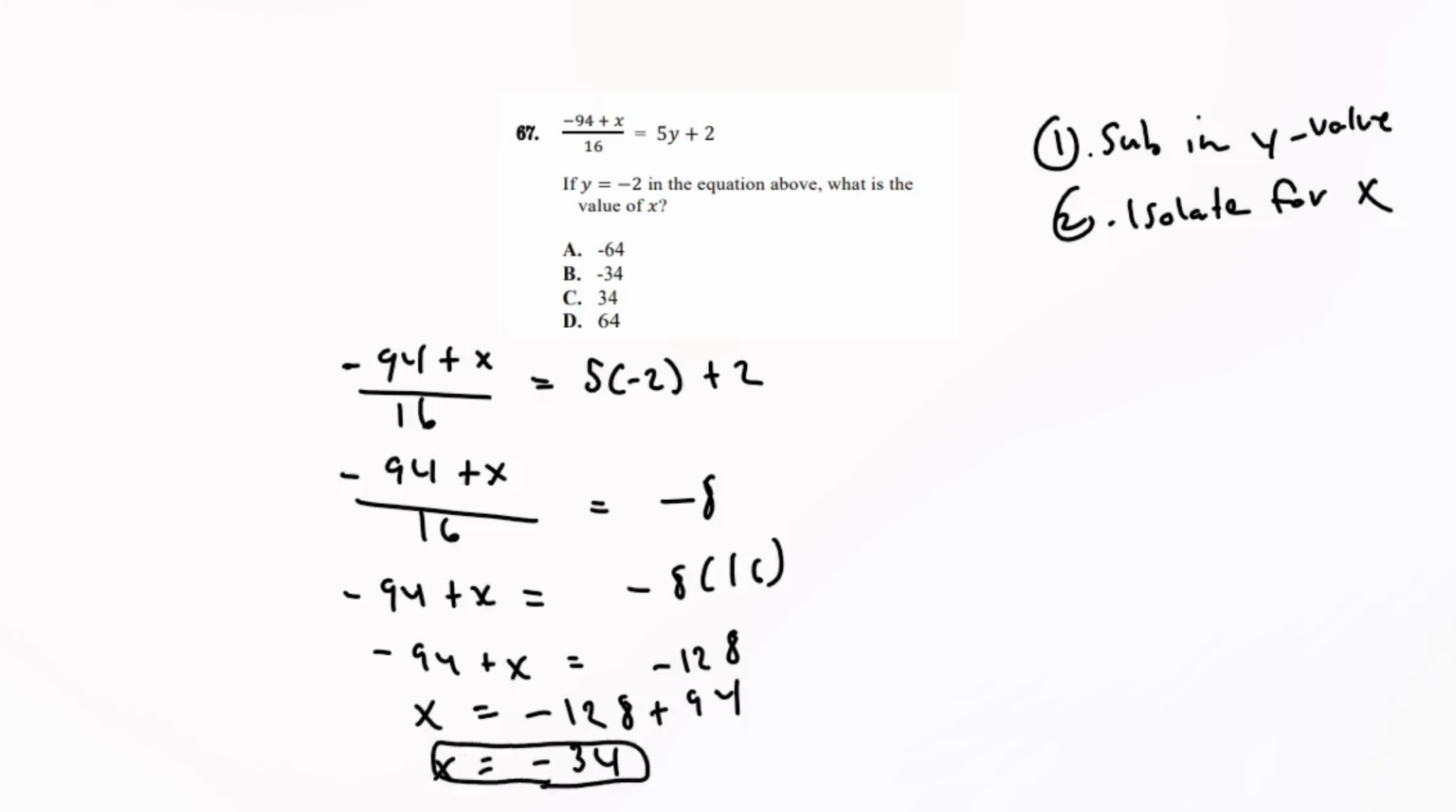And you can circle option B, which is negative 34. That would be a correct answer.